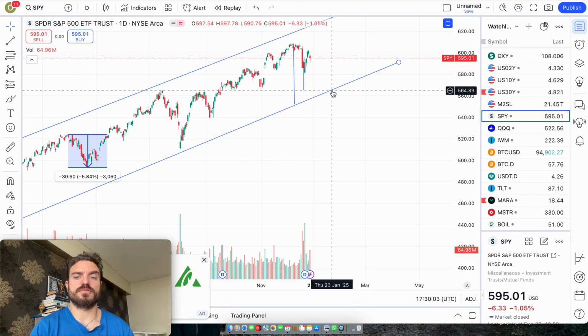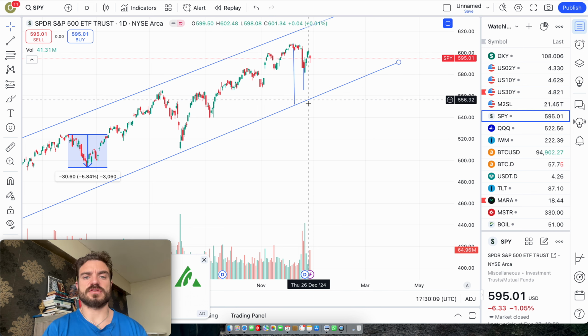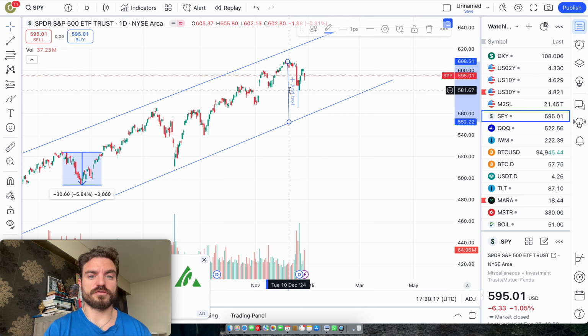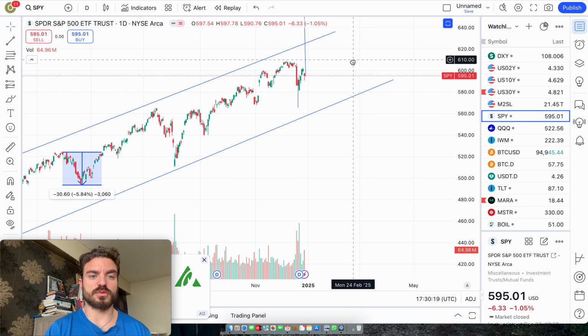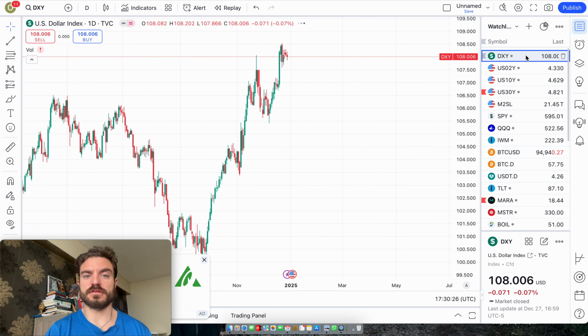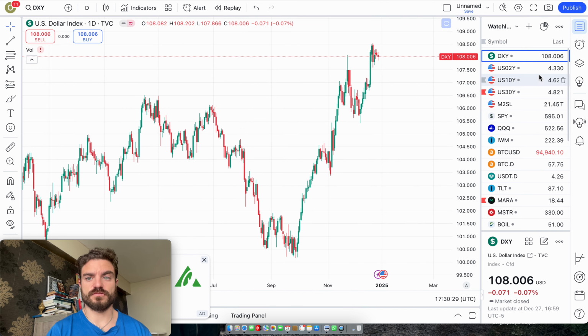So my guess would be that in a month's time, if not two, we're somewhere over here, 565, 550. If not, then that would mean that the interest rates have dropped in order for us to see a much bigger rally to break out. But the odds right now are showing us that the dollar is very strong and the interest rates are strong. That's all I got for you guys.